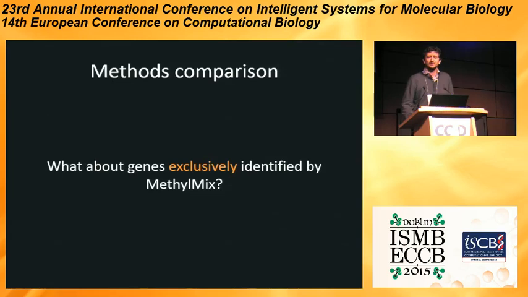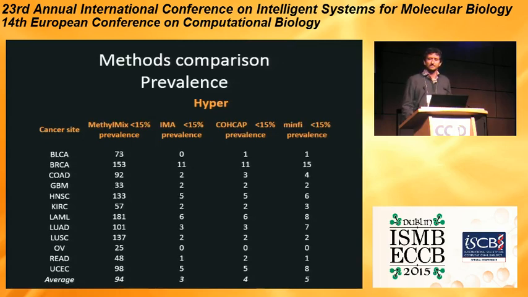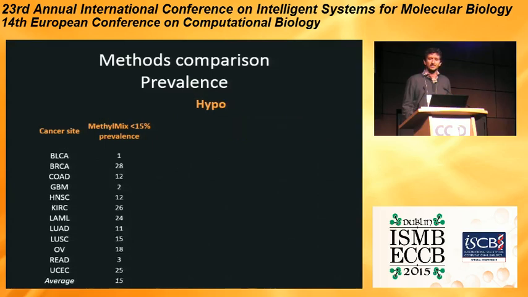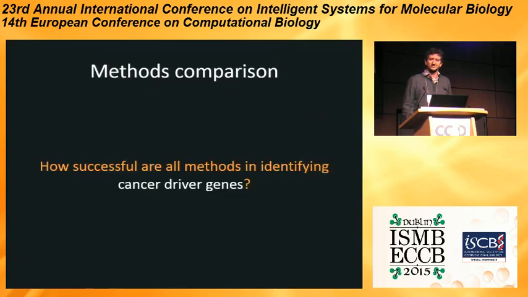Next, what is special about the genes that MethylMix exclusively identifies? So what are the genes that MethylMix identifies and are not identified by the other methods? What we found is, and I'm going to show the results for all 3 algorithms, that the other algorithms cannot deal with the heterogeneity in the data. So MethylMix identifies more differential methylation for methylation events that happen in less than 15% of the cohort. So these other methods just do not take this into account. And this is the same for both hypermethylation and hypomethylation. And for MinFi, MinFi did not identify hypomethylation.